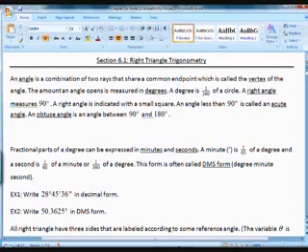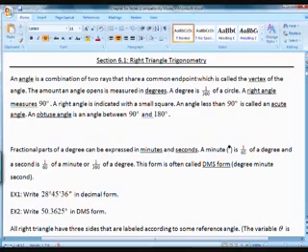This next part might be the only part you don't remember. Fractional parts of degrees can be expressed in minutes and seconds. A minute, which is one little tick, little apostrophe there, is 1/60th of a degree. A second is 1/60th of a minute, which would be 1/360th of a degree. This form is often called DMS form, or degree minute second form.